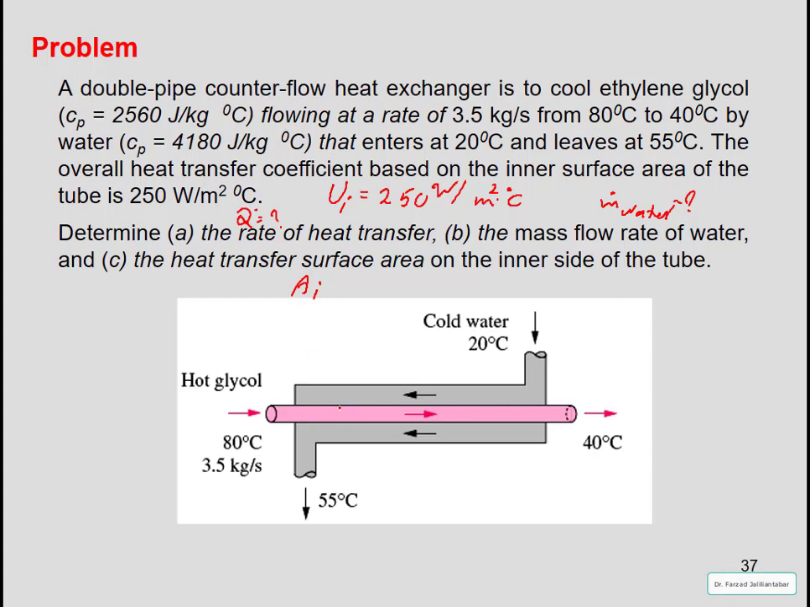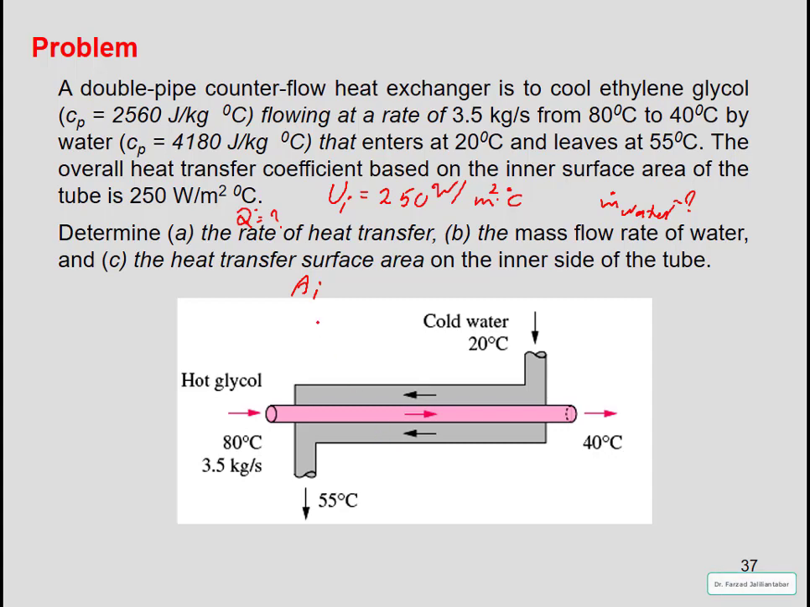And you can see here a schematic of the heat exchanger. The hot fluid is hot glycol. Its initial temperature and final temperature are given. It is decreased, and its flow rate also is given. And the cold fluid is cold water, whose initial temperature is 20 degrees Celsius, final is 55 degrees Celsius. And please notice that here we have a counterflow heat exchanger, or double pipe counterflow heat exchanger.